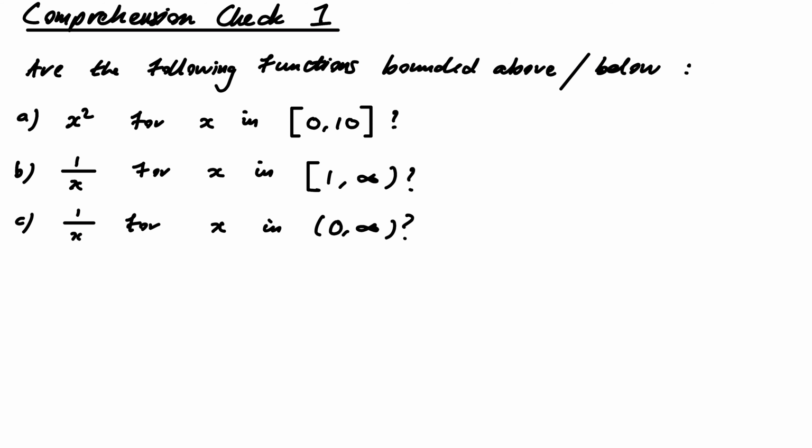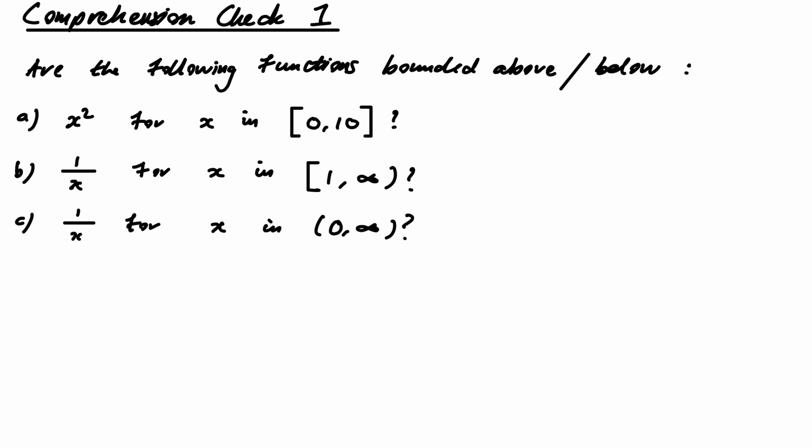Following functions bounded above, below, anything like this. So this is an exercise in quantitative reasoning more than anything else. X squared. What about x squared? So let's just think through. Bounded is all to do with the range, right? It's the output of the function. We need to understand what the output of the function is.